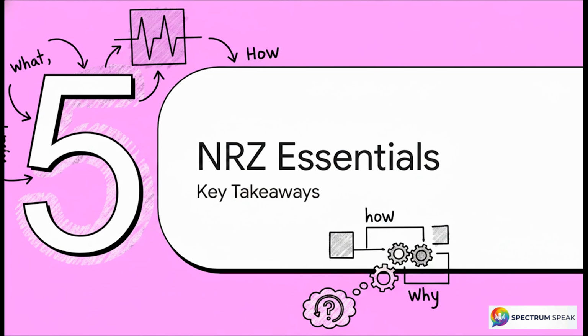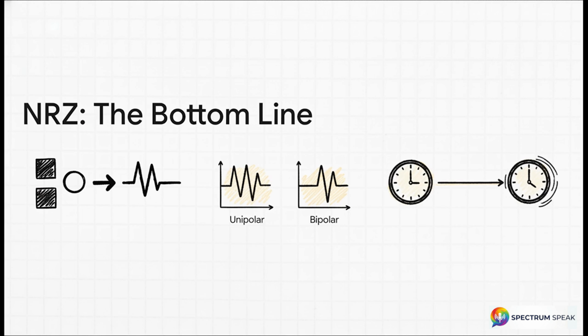All right, so what are the most important things you absolutely need to remember about NRZ? Let's do a quick recap of the key concepts we've gone over. Okay, in a nutshell. First, NRZ is the simplest, most direct way to turn binary into voltage. Second, it comes in two main flavors, unipolar and bipolar, and the big difference is how they handle the 0 bit. And third, and this is the big one, its primary weakness is the risk of losing that clock sync when you have long, repetitive data streams.